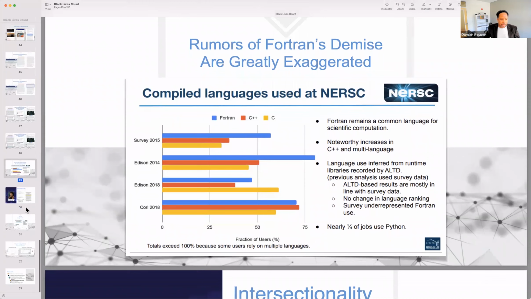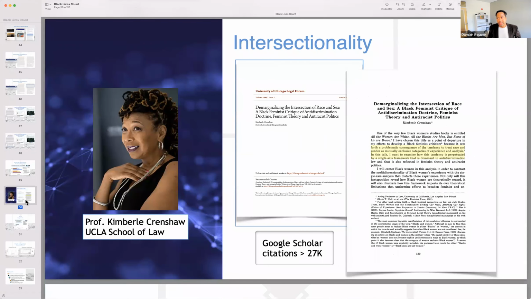So one of the last points I want to make is about intersectionality. This is a term that you hear a lot in the social sciences. It was popularized by Professor Kimberlé Crenshaw at the UCLA School of Law, and has been hugely impactful in the social sciences. The last time I checked, a couple months back, it had 27,000 citations in Google Scholar, still growing pretty fast. What she was dealing with is certain types of discrimination that only occur at the intersection between two groups.